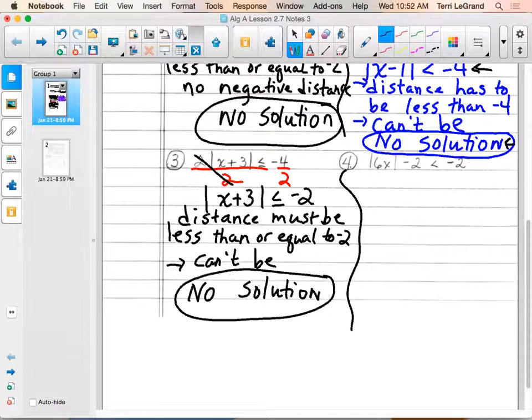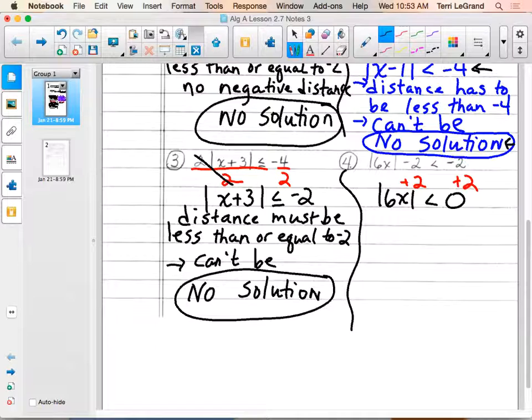Okay. How about number 4? What do you think we should do? Julia, what do you want us to do? Add 2 to both sides, okay. Why are we adding 2 to both sides? Yes. The absolute value expression is not by itself. We've got to get that 2 out of there. So now we have the absolute value of 6x is less than what? 0.